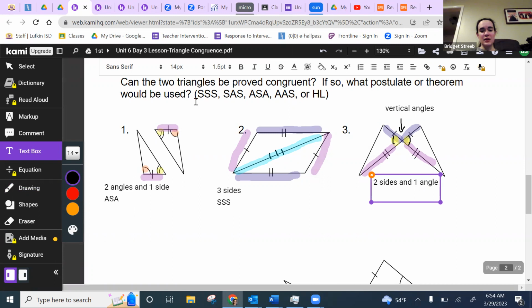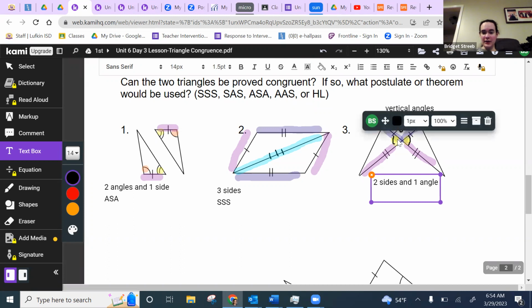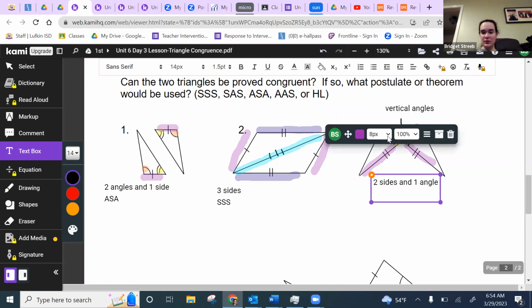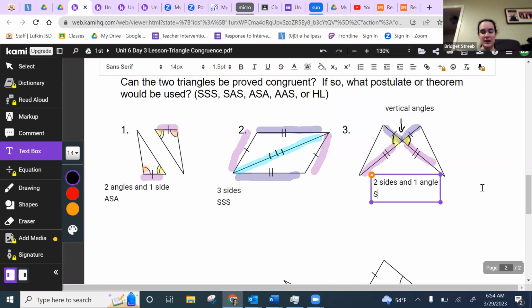So that means that we can get rid of side, side, side, angle, side, angle, and angle, angle, side, because they have the wrong number of things. We can also get rid of hypotenuse leg because there's no right angle. Now on this one, we do have to check and see where that angle is, because the angle has to be included between the two sides. So this yellow is surrounded by the purple and blue. So this is side, angle, side.